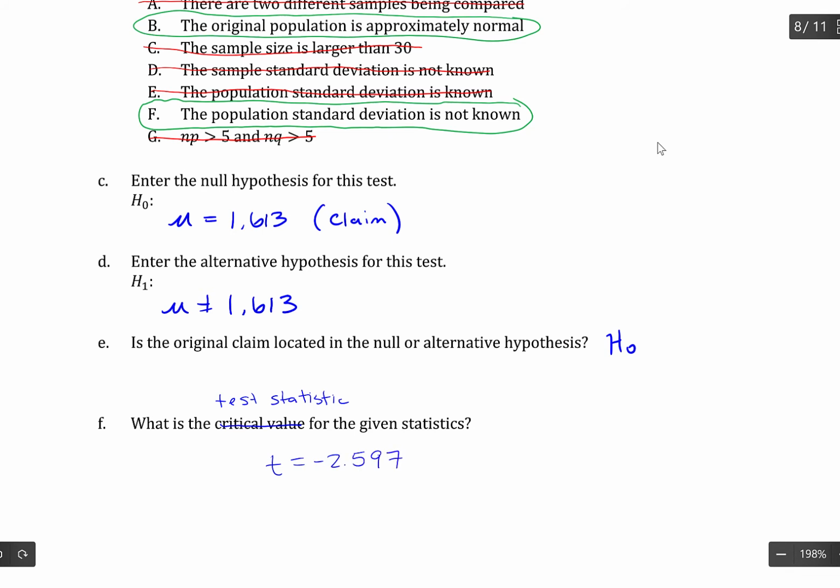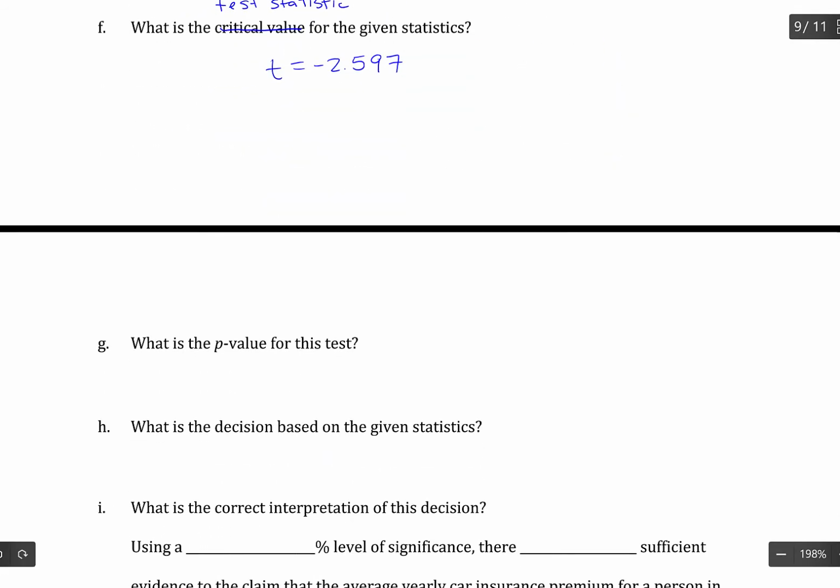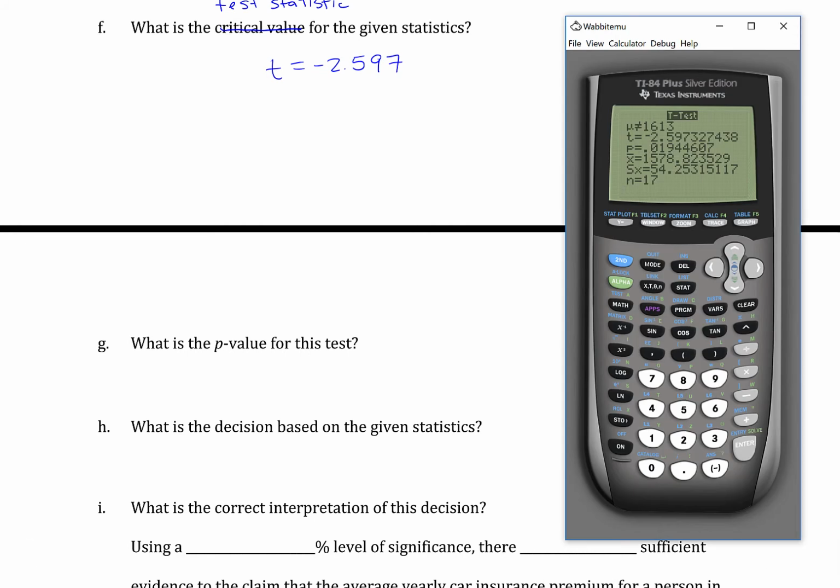Okay, now the next item is the p-value for the test. The p-value is also given in the output of the t-test. That's just the next item down, so 0.0194.